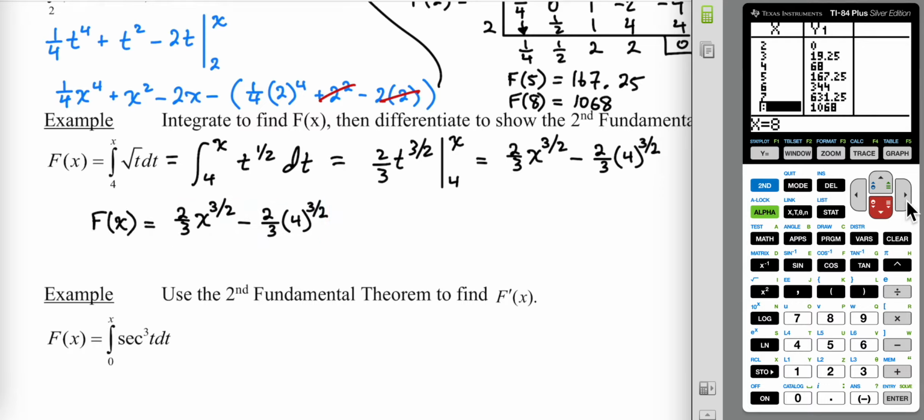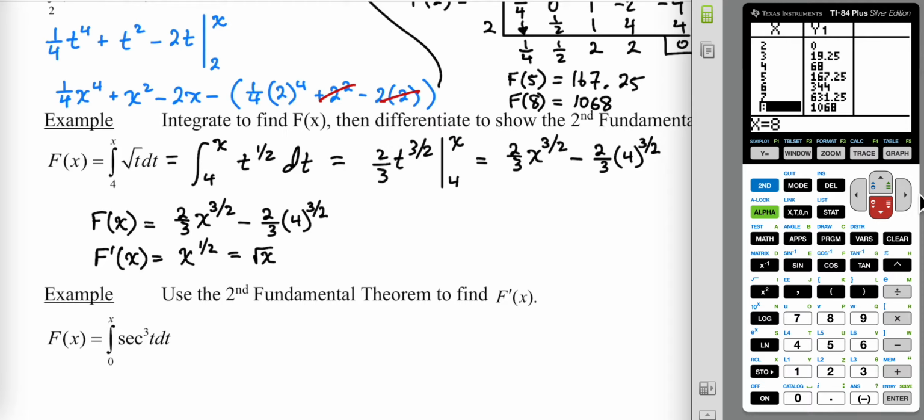Now what this is telling us to do is differentiate it to show the second fundamental theorem holds. All right, so let's take a look. So let's find the first derivative of this function. Multiply power by coefficient. You're going to get x, and reduce the exponent by 1. You get x to the 1/2. Regardless of how complicated that second term is, it's still constant. There's no variable there, so that's going to 0. So this actually gives you just a square root of x.